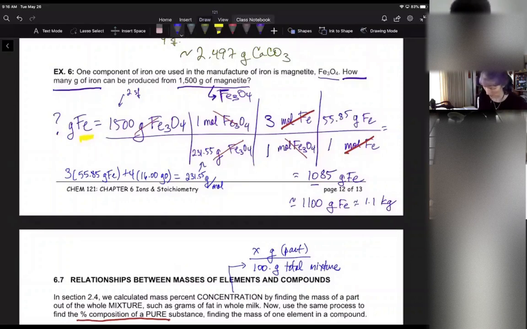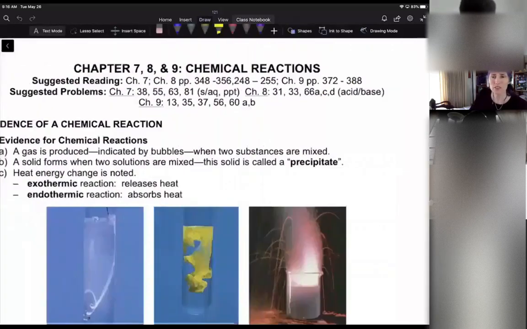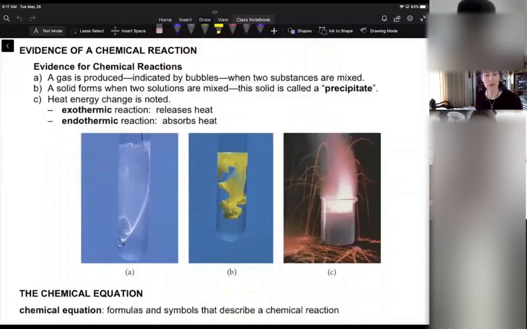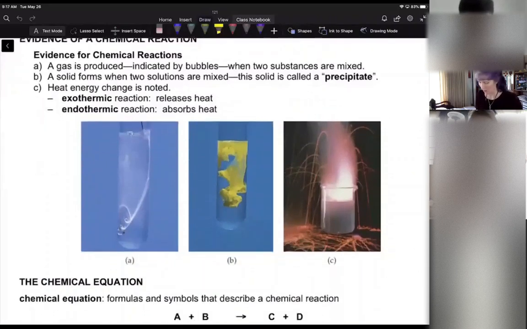We will move on to the next section, which is reactions. Some of this we've seen a little bit before. For example, we talked about the evidence of a chemical reaction. So bubbling coming off of that strip of metal, and you can see that in one of the videos for our lab, the chemical reactions lab. This next one, B, is forming a new solid. Those solutions are coming together and forming new, very fine particles that are yellow. And then that last one is releasing a bunch of heat and light. So these are signs that there's a chemical change taking place.